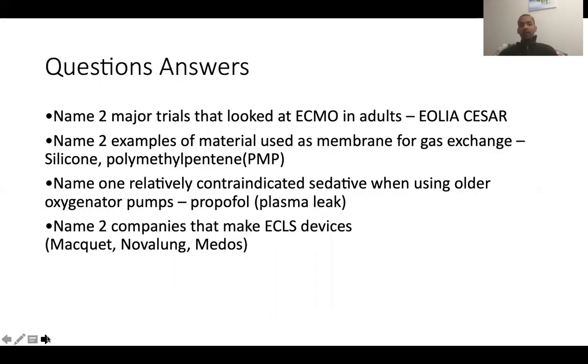Coming back to the answers for the questions, two major trials would be EOLIA, which got reported in 2018 after over 5 years of planning and 5 years of execution, and the CESAR trial, which came out in 2009. Two examples of oxygenator materials are silicone and polymethylpentene. Name one relatively contraindicated sedative: propofol, as I told you, with the older agents with the plasma leak. And two companies are Maquet, Novalung, and Medos.